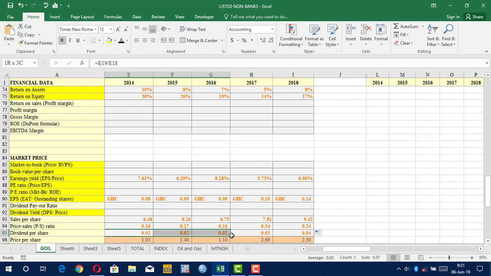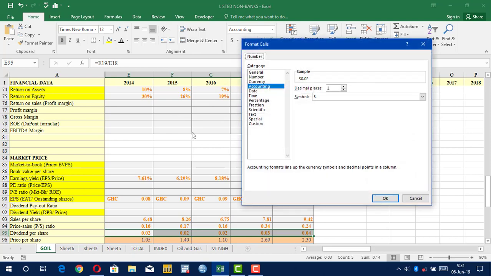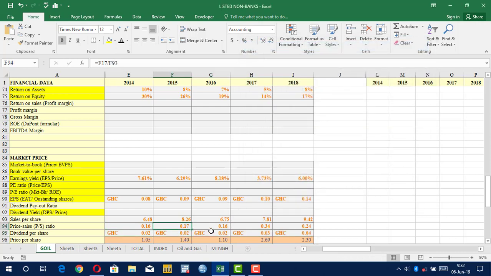Okay, these figures, let's give them our currency here. So we have Ghana cedis. Now let's estimate our dividend yield. Just like we did for the earnings yield, the dividend yield will be the dividend per share divided by the price per share, that's the market price per share. They are in percentage, so you drag it to this side. So there we have it.